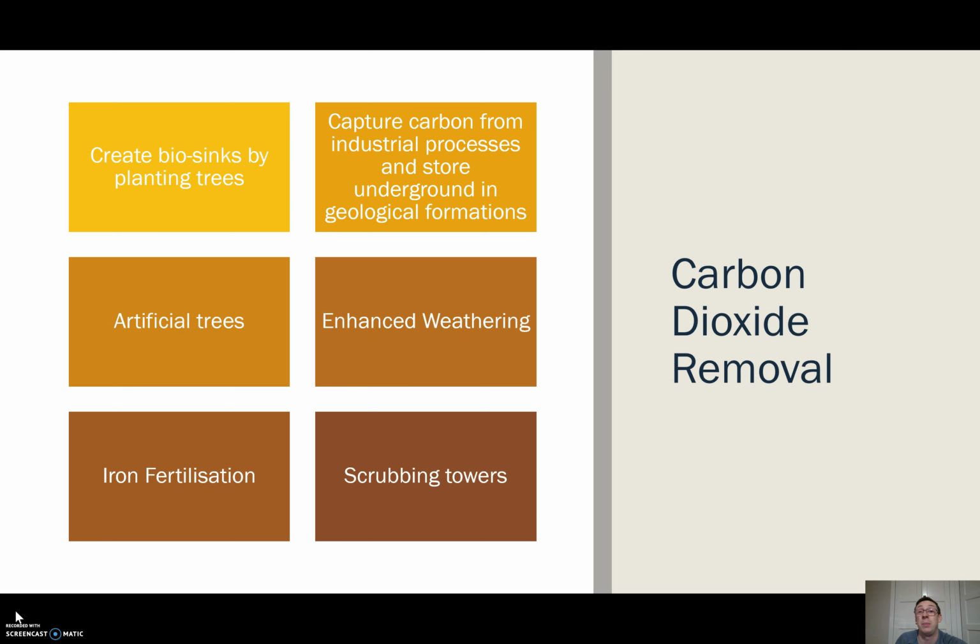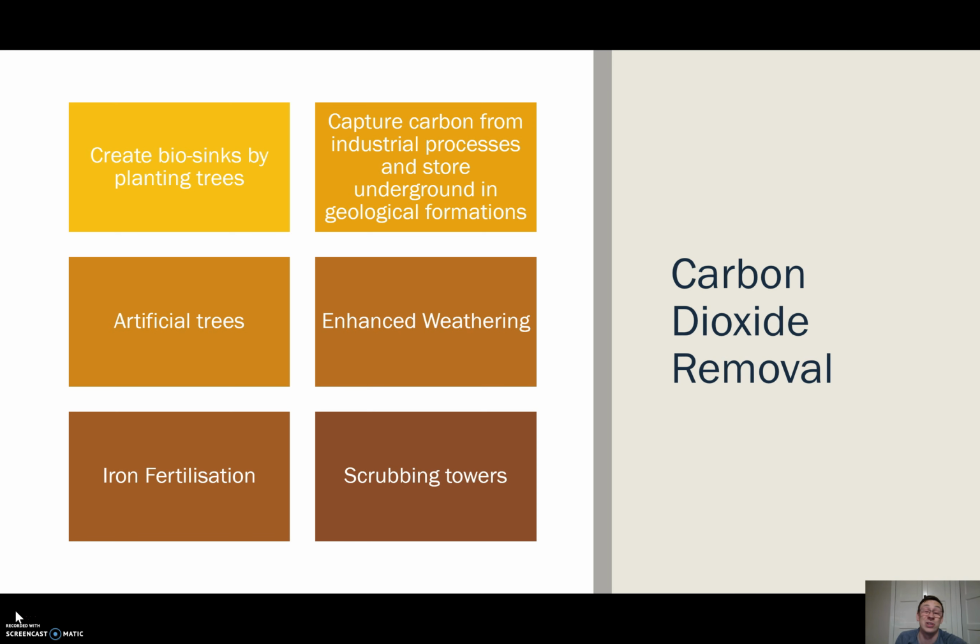You can capture carbon from the industrial process. Again, it's similar to what we were talking about earlier. You then take that carbon and you try and store it underground in geological formations just to get it out of the way for a long, long time. If you enhance weathering, you can take some nutrients out of the land, and you can try and get that into the atmosphere, and they will take carbon dioxide out of the atmosphere as a result. If you use iron to fertilise the top layers of the ocean, it can encourage the growth of phytoplankton, which will take carbon dioxide out of the atmosphere.